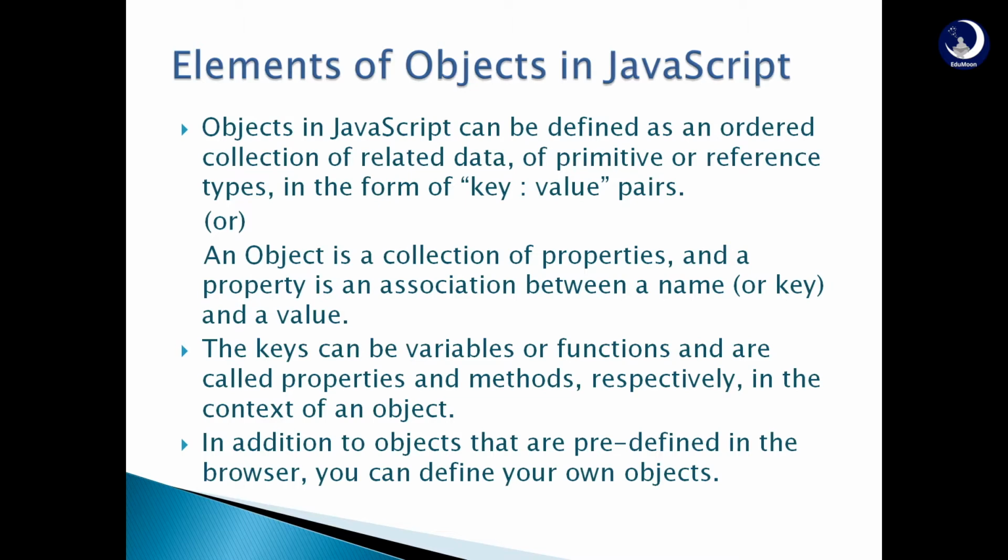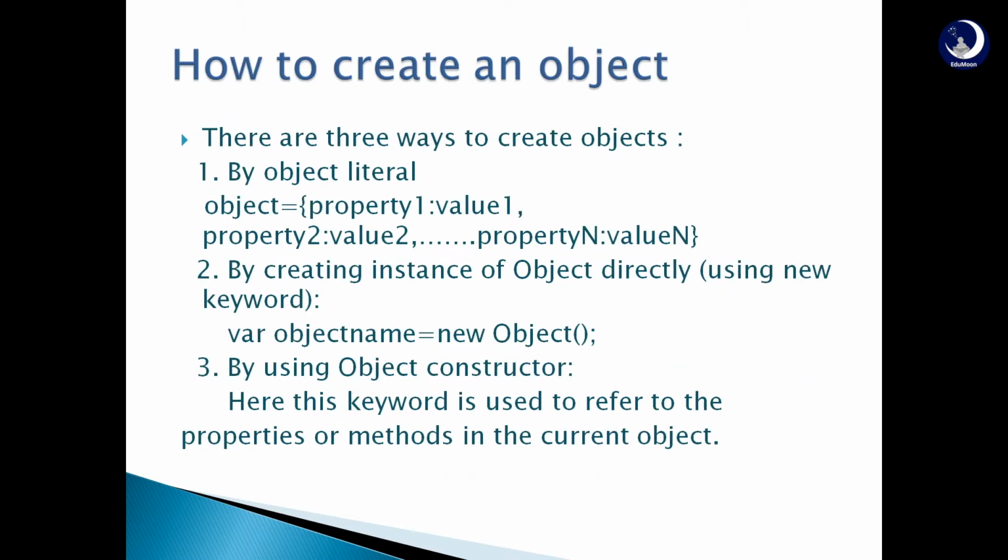In addition to objects that are predefined in the browser, JavaScript allows you to define your own objects. How to create an object? There are three ways to create objects. The first one is by using object literal. This is achieved as below. Object name is equal to property 1, value 1, property 2, value 2, and so on, property n, value n, and all the property and value pairs are enclosed within a pair of curly brackets.